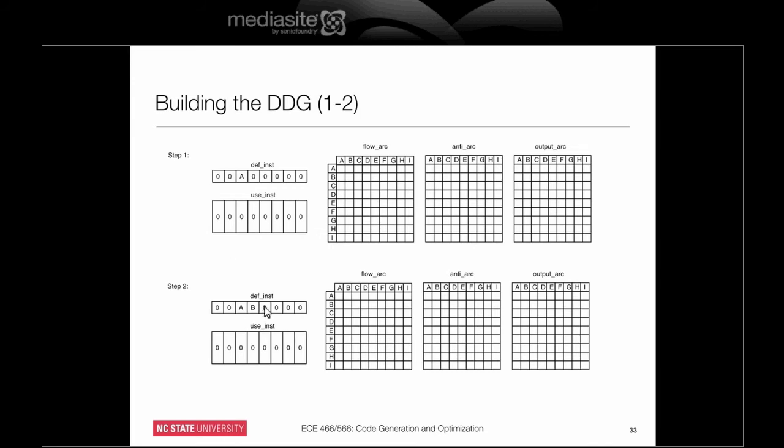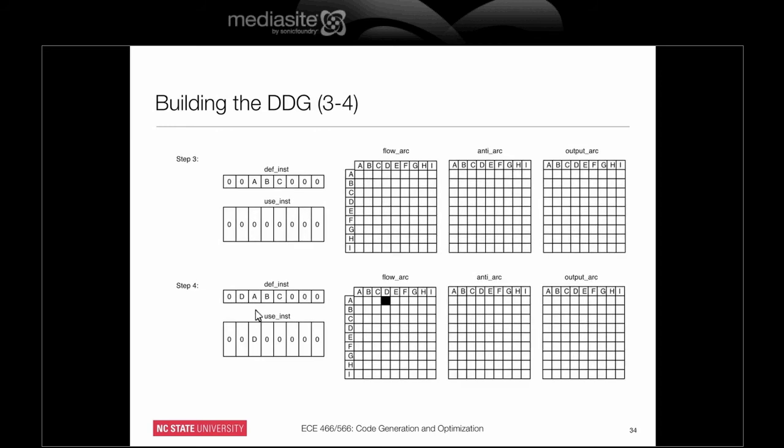Then instruction B, in step 2, will set that the defining instruction for register 3 is instruction B. There's nothing else for us to do now either. Then the same thing happens for step 3. We set that the defining instruction for register 4 is instruction C.